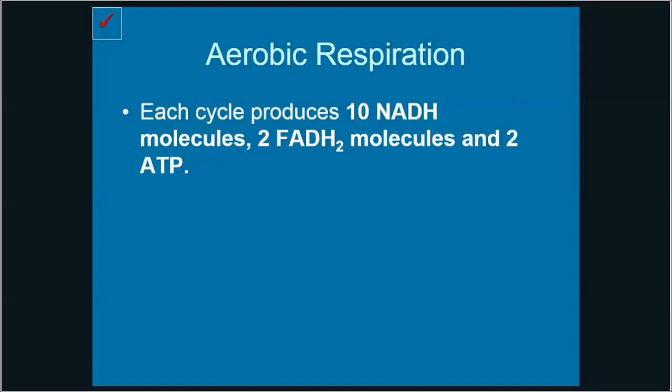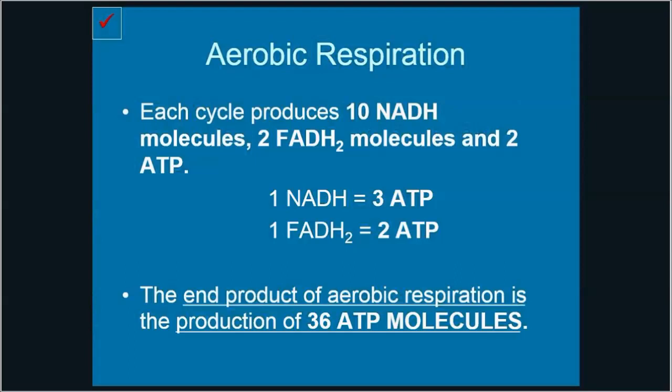Each cycle of the Krebs cycle produces 10 NAD molecules, 2 FAD molecules, and 2 ATP. And so if you total all of it up, your end product of aerobic respiration is 36 ATP molecules. If you add that to the 2 produced in glycolysis, you get a total production of 38 ATP molecules every time you go through aerobic respiration, starting with glycolysis and ending with the electron transport chain.